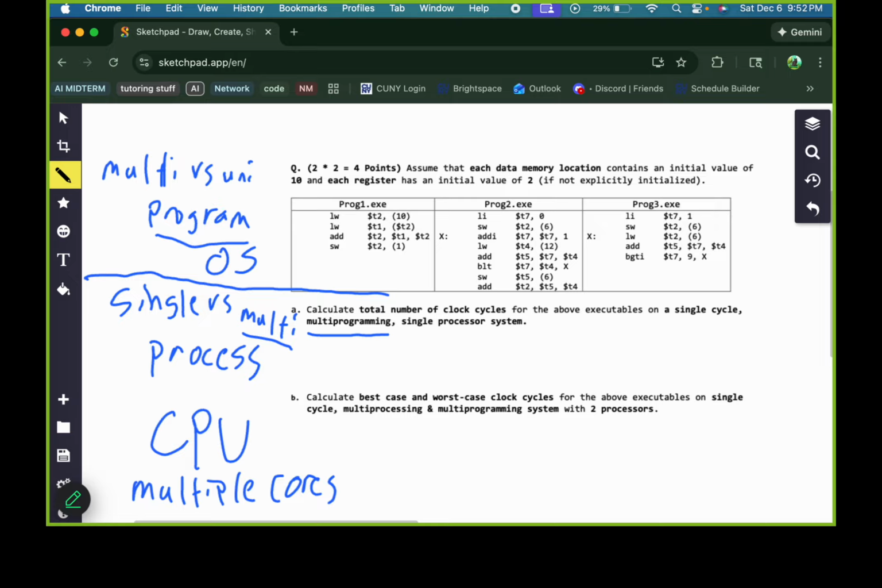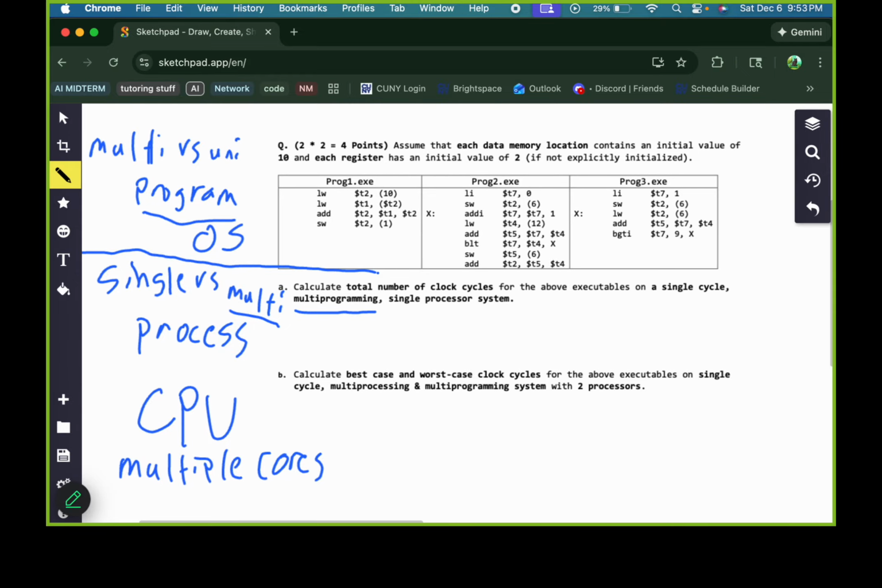Think of it as like you need to have the newest iPhone, but you need to have the newest OS to work with it. You need the best hardware and you need the best software for things to work correctly. So in a question like this, calculate the total number of clock cycles for the above executables on a single cycle, multiprogramming, single processor system. I don't care that this is multiprogramming. You just said it's single processor. I don't care. I could have the best OS in the world. I only have one processor. I can't use it. Because of that, right, I have to now do each of these individually.